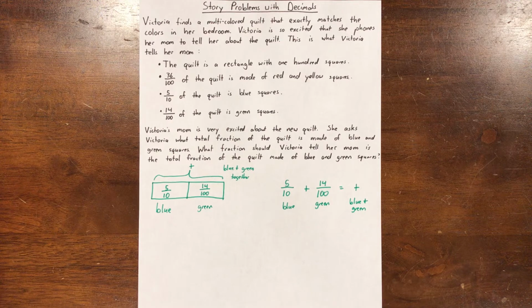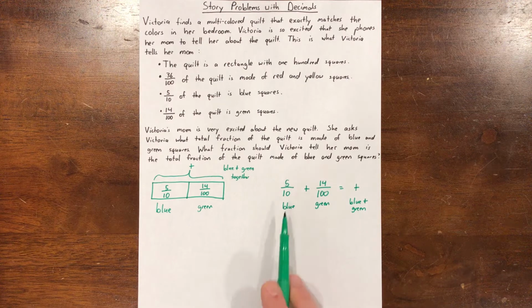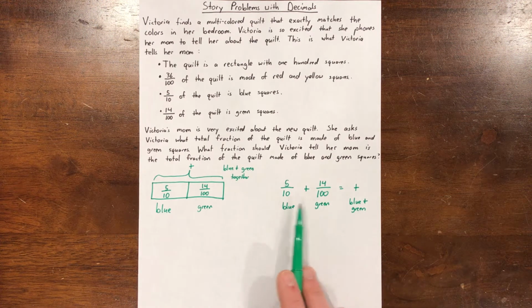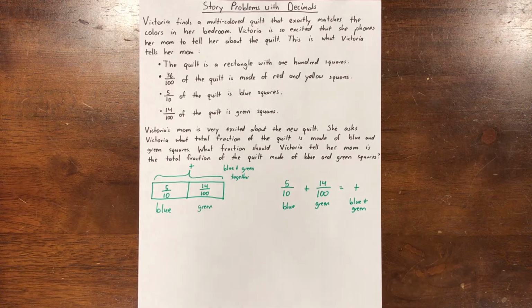Okay, so what do we need to do in order to start solving, and why? Go ahead and say it out loud. Yep, we have to rename 5/10 to give it a denominator of hundreds because we know that our fractions have to be the same denominators in order to add them. How are we going to do this? Say it out loud.